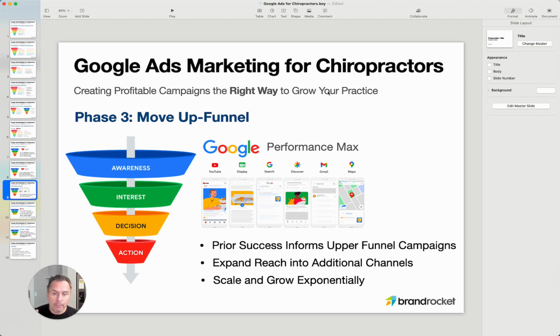So again, prior success informs upper funnel campaigns. Now we're starting to get more into the upper funnel, expand reach into additional channels, and scale and grow exponentially. So here we go. Okay, so we're moving up this way and getting more and more volume. Okay, but we're doing it the smart way. We're not starting at the top with no targeting and no success signals. We're starting at the bottom, proving the concept and moving it up, okay? All right, and we continue.